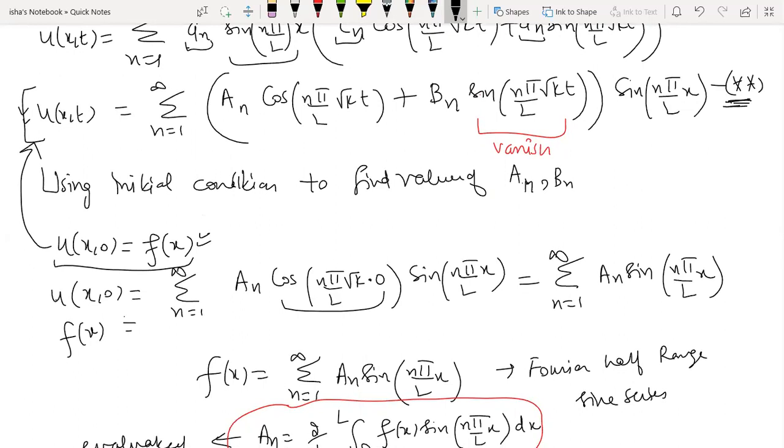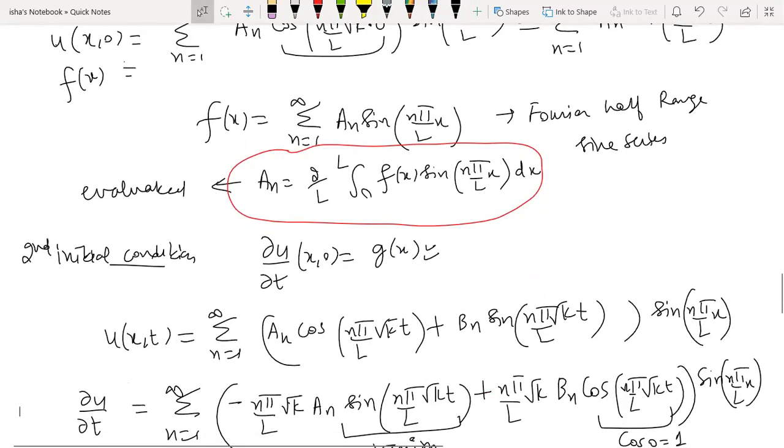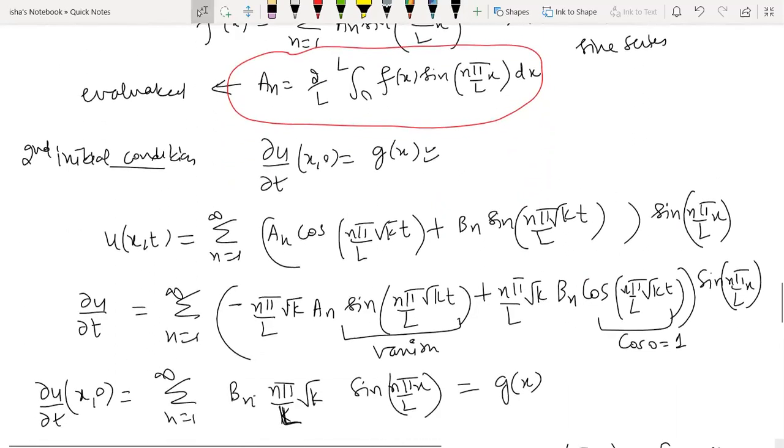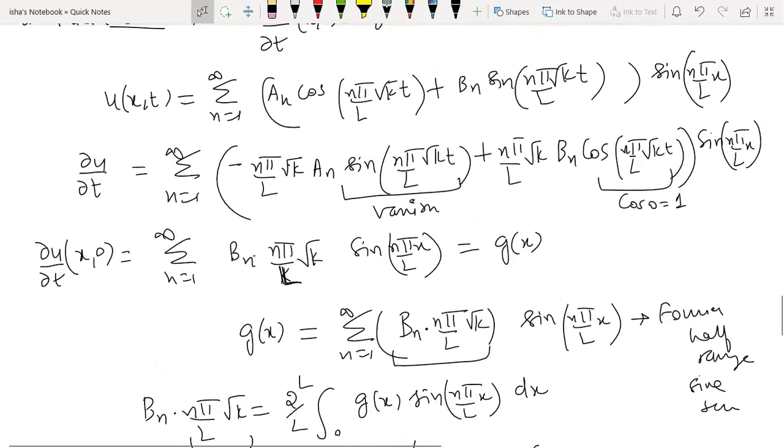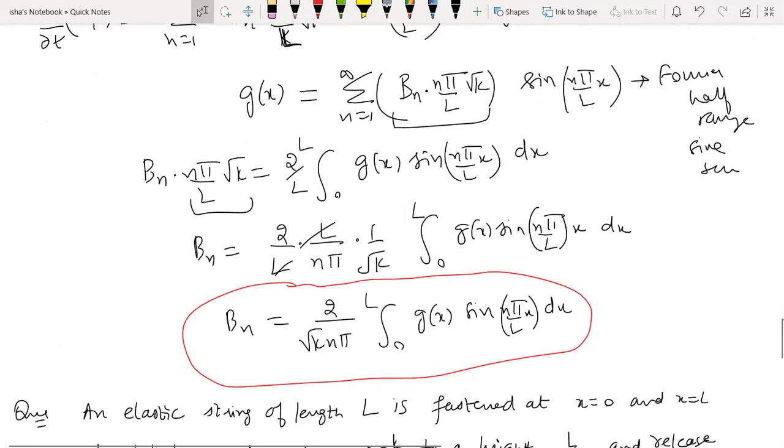For that you will be given the initial conditions. As I explained to you, there will be two initial conditions given. One will be u at (x,0) is f(x). When you put that in, you will get the value of an. So this formula for an you can remember directly. Then using the second initial condition, which is in terms of del u by del t, it is up to you. If you want to remember, you can. Otherwise, every time you have to differentiate with respect to t. So you can directly remember this formula for bn, right? So there are three things to be remembered: the generalized solution u(x,t), an, and bn.